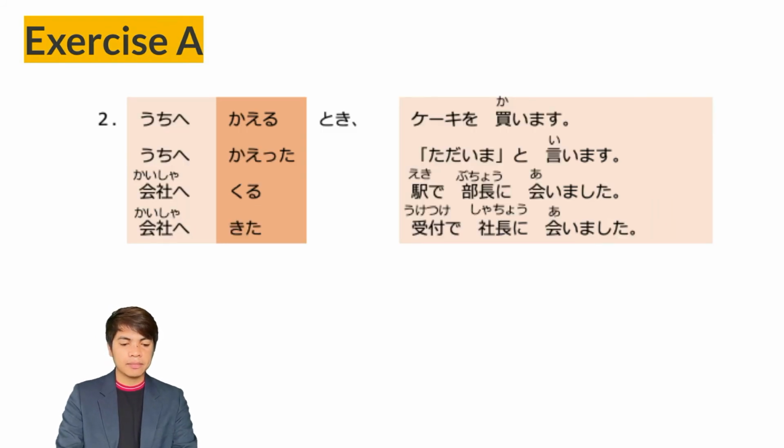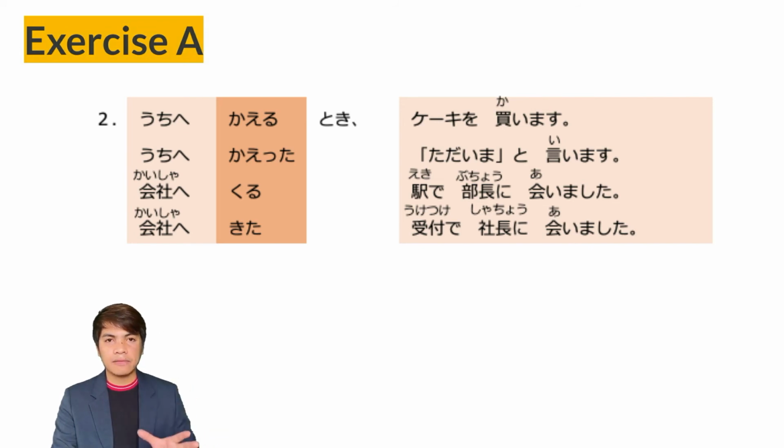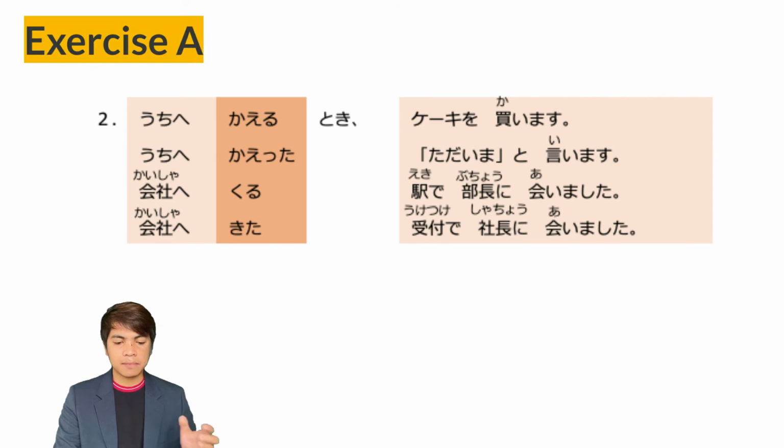Number 2, uchi e kaeru toki, keiki o kaimasu. So from the sentence uchi e kaerimasu, when going home. Uchi e kaeru toki, keiki o kaimasu, I buy a cake. Next line, uchi e kaetta toki, when I arrive at my house. So the verb is in past form. So after arriving at the house, tadaima to iimasu, I will say tadaima.